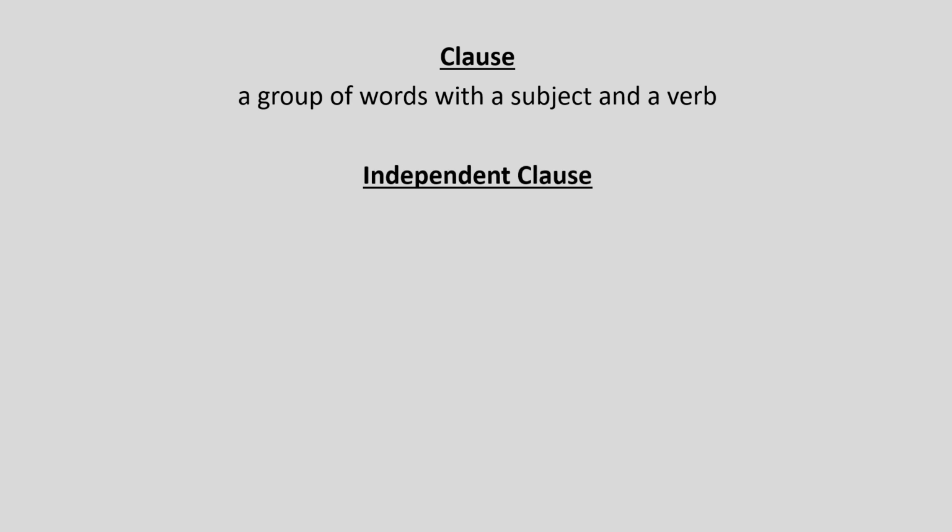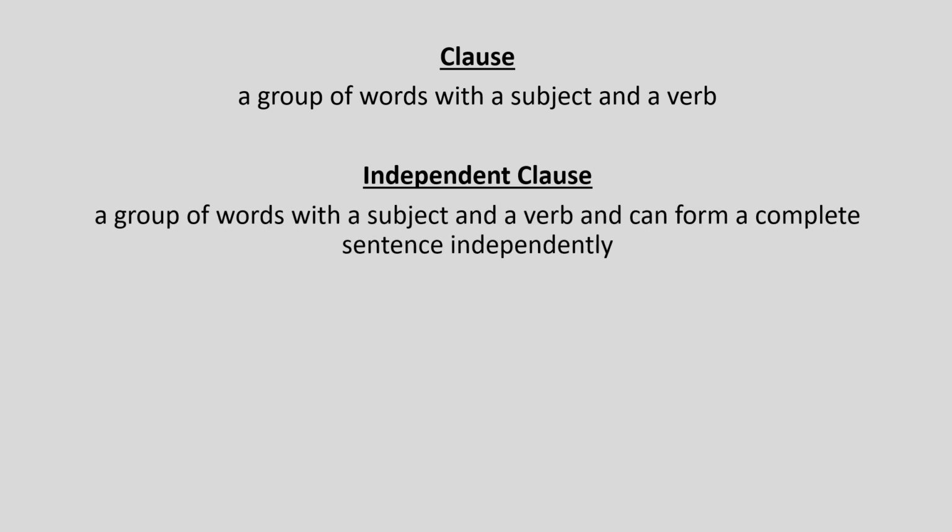Now moving on to what an independent clause is. An independent clause is a group of words with a subject and a verb, and because it is a clause, it can form a complete sentence independently. It means it is a group of words and it is basically a complete sentence.